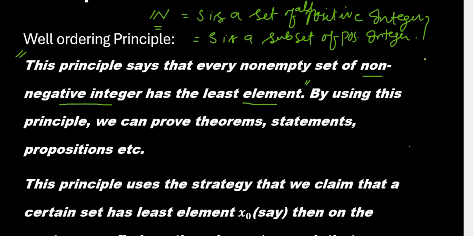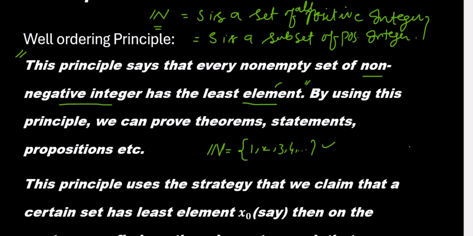Further, the set of positive integers is denoted by N, also called the set of natural numbers, and has the numbers 1, 2, 3, 4, 5. The well ordering principle says if you have any subset of N and that set is non-empty, then that set must have the least element or the smallest element.